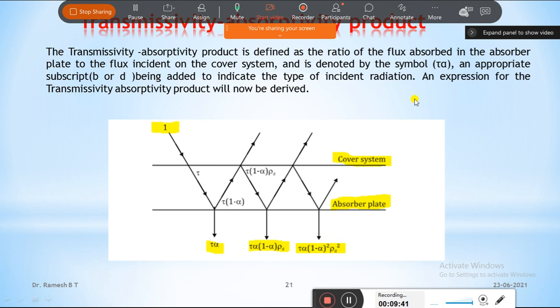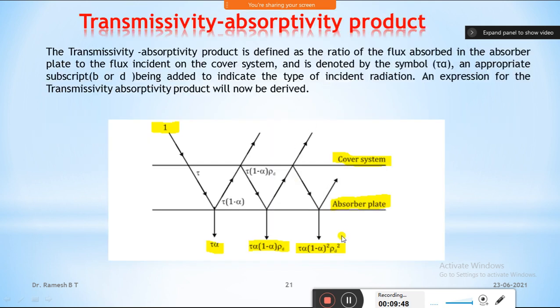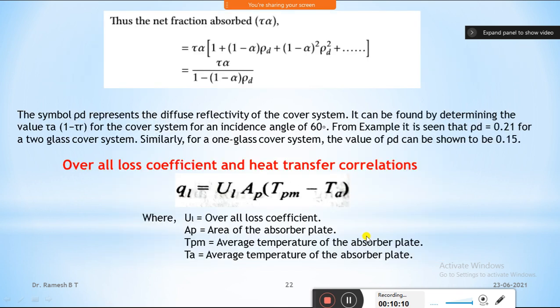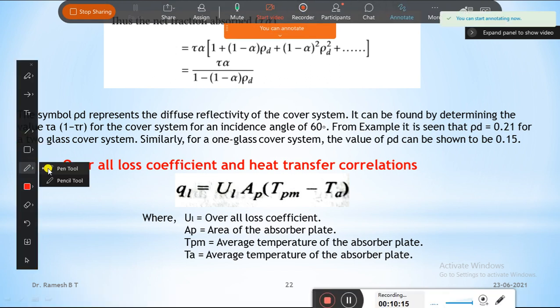Finally we can write the net fraction absorbed. So this is the net absorbed heat energy or radiation flux absorbed with the help of this absorber plate: tau alpha [1 plus (1 minus alpha) rho d, plus (1 minus alpha) whole square rho d whole square]. Like this it will keep on going, and we can write this as the equation.